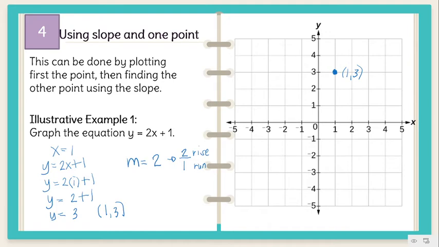Now, from here, we're going to move 2 units up because we have a rise of 2. So, 1 and 2. Then, we're going to move 1 unit to the right, because our run is equal to 1 and that is positive. So, from here, 1, 2, then 1 to the right. And that is our second point, which is (2, 5).